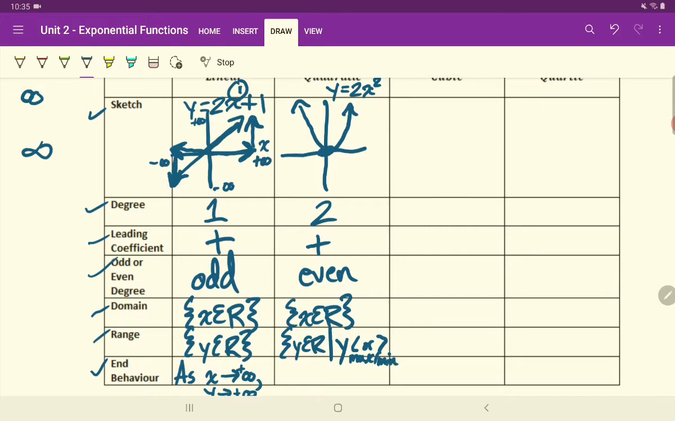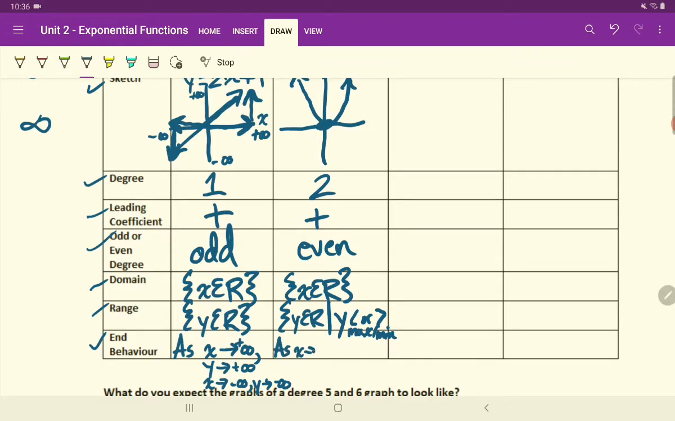So you can call that any letter, right? For example, our minimum value here is 0, so y needs to be greater than 0. But your minimum value could be anything. You may even have a maximum value if your parabola opens downwards, in which case your y values need to be less than that maximum value. Okay? End behaviors.